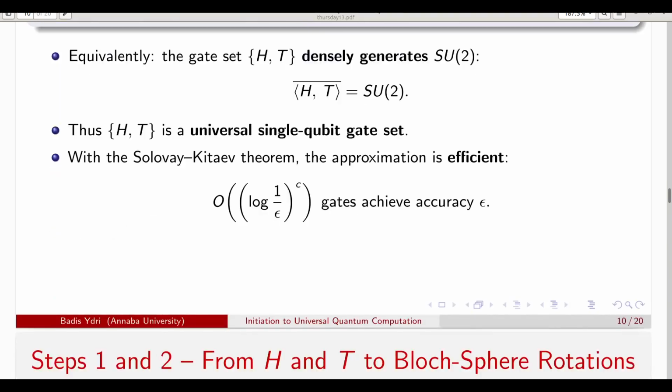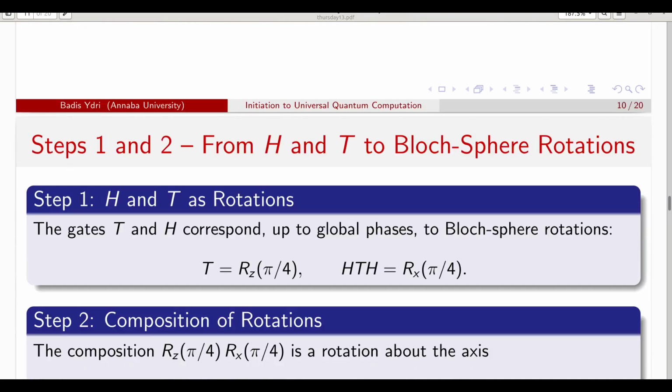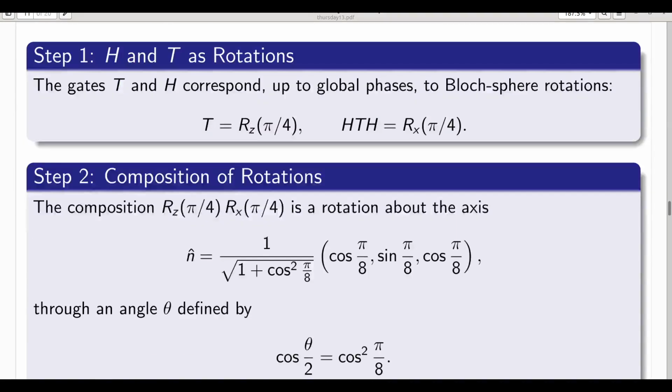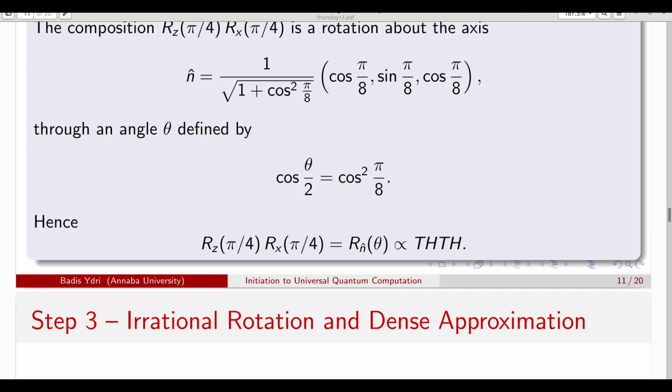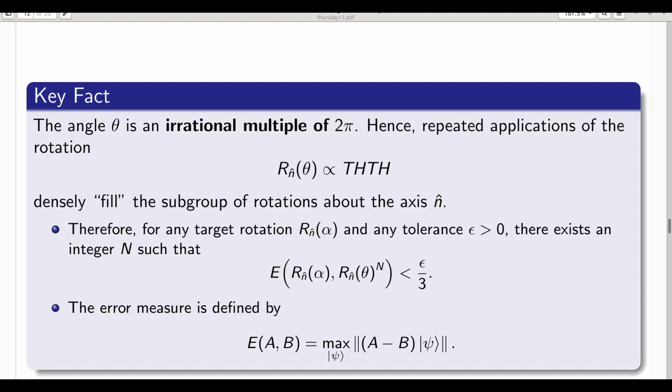The gates H and T correspond to simple rotations of the Bloch sphere. By composing these rotations, we obtain a new rotation about a fixed axis by a specific angle. This composite operation is generated through the sequence THTH. The key fact is that this rotation angle is an irrational multiple of 2π. As a result, repeated applications densely fill rotations about the same axis. Any desired rotation around that axis can be approximated arbitrarily well.